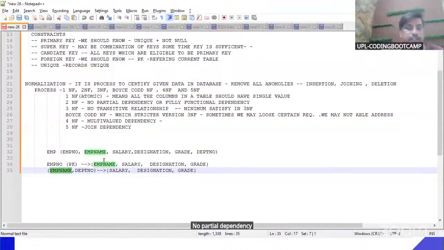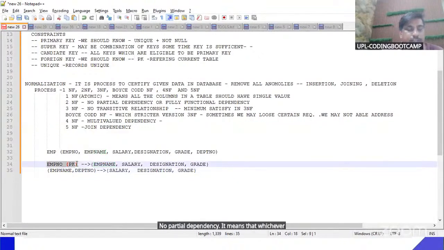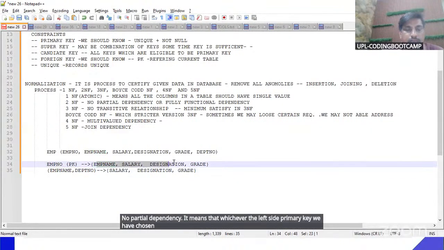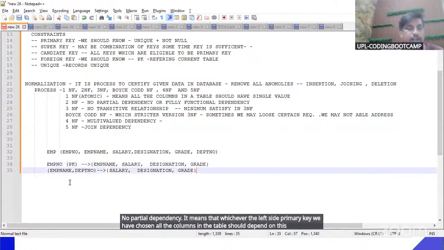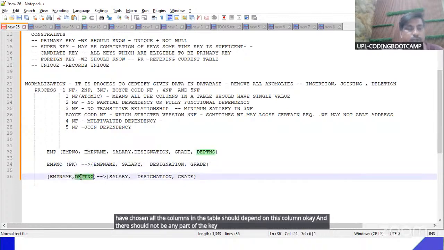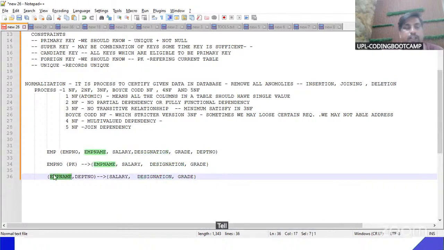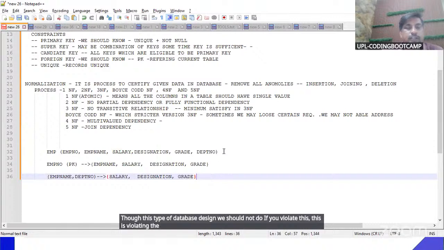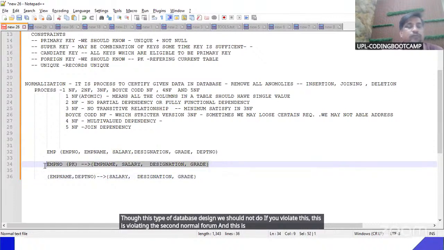It means that whichever left side primary key we have chosen, all the columns in the table should depend on this column. And there should not be any part of the key, like either you tell me department number, I will tell you designation of a person, or tell me only employee name, I can tell his salary. This type of database design we should not do. If you violate this, you are violating the second normal form. And this is following the fully functional dependency. This is nothing but the second normal form.